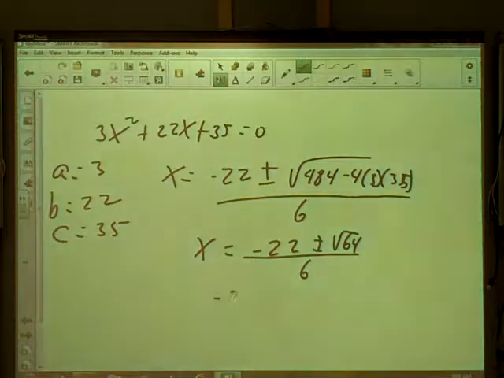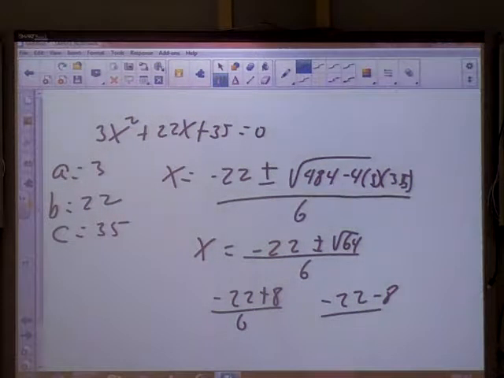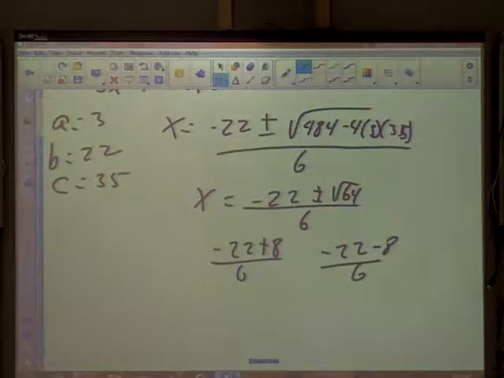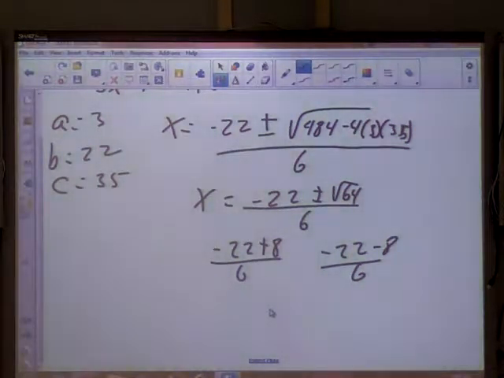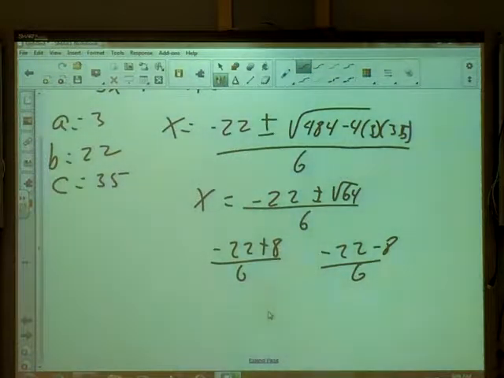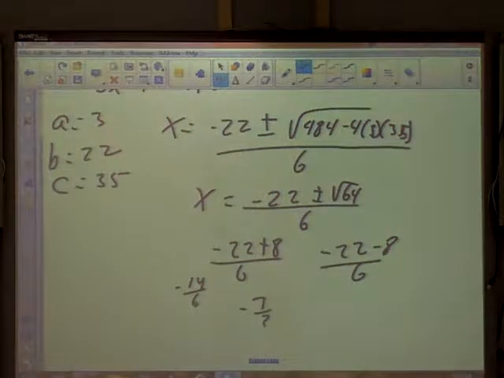So I got to do negative 22 plus 8 and divide it by 6, and negative 22 minus 8 and divide it by 6. Negative 22 plus 8 means negative 16. Is that right? Nope. What's negative 22 plus 8? It's negative 14. So negative 14 over 6, take a 2 out, is negative 7 thirds.